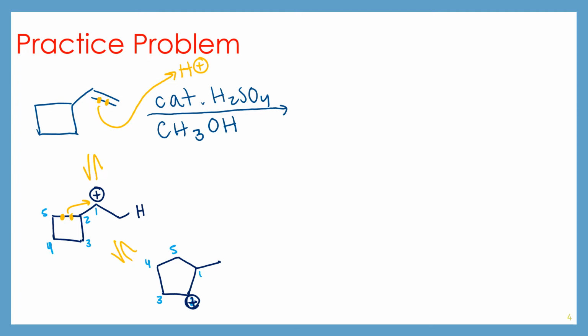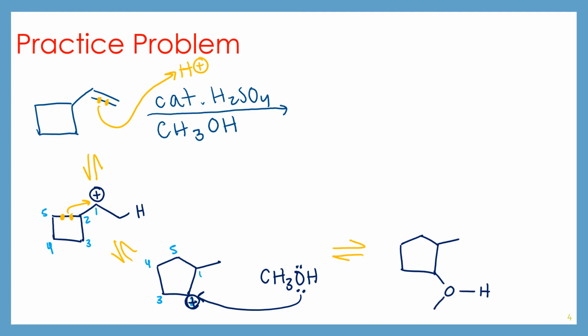So at this point, the other species in our reaction mixture is methanol. Methanol is a lot like water. We have lone pairs on the oxygen, just like we do with water. So it's going to attack the carbocation. So this gives us oxygen with a methyl group and a proton sticking off of it. We also have a lone pair and a positive charge.